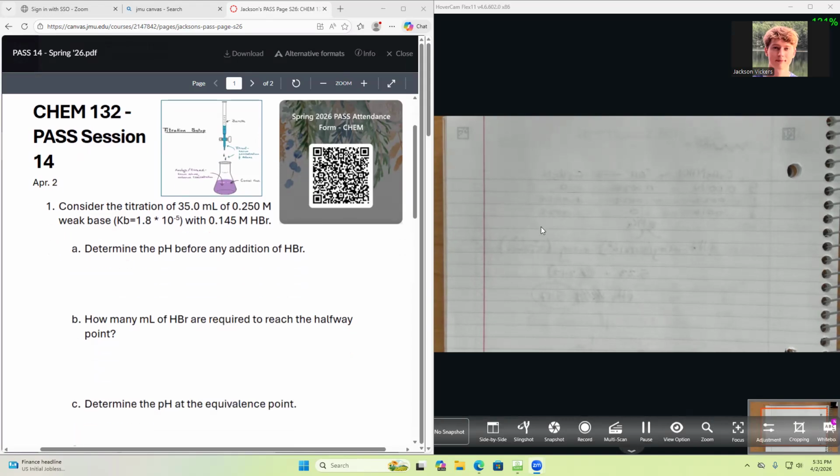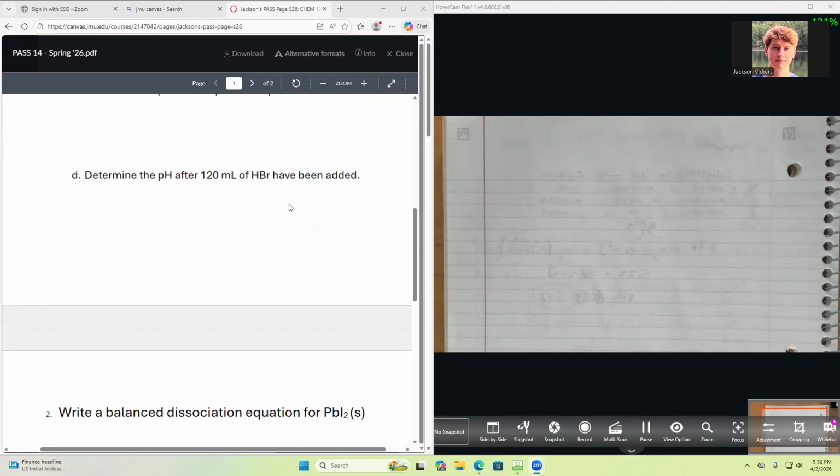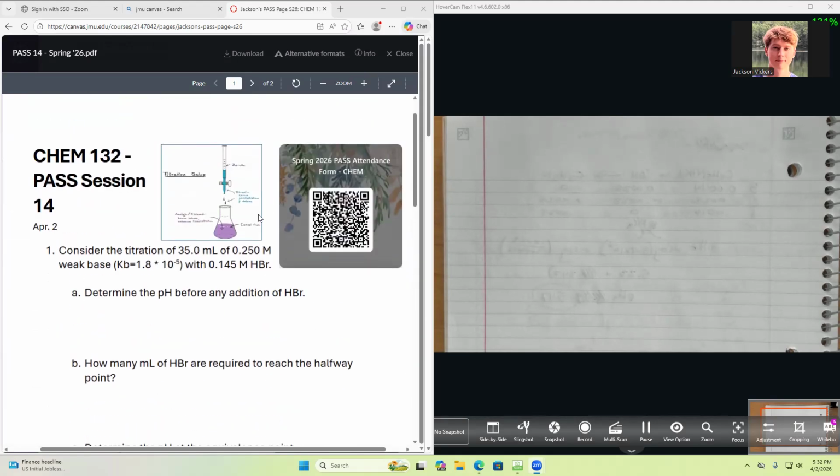So in this instance, we have a titration of 35 mL of 0.25 molar weak base, being titrated with 0.145 molar bromic acid. As a little visual, this is a titration. We have the weak base sitting in this flask, and we're slowly dripping in this strong acid, the bromic acid. There are a lot of different types of problems you can do with these, so I pulled out four problems with this one example. The first one's the easiest. I'm asking you to determine the pH before we add any of the bromic acid.